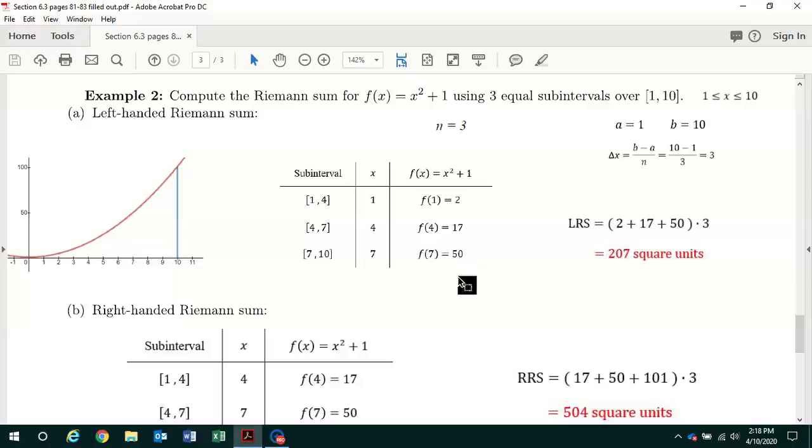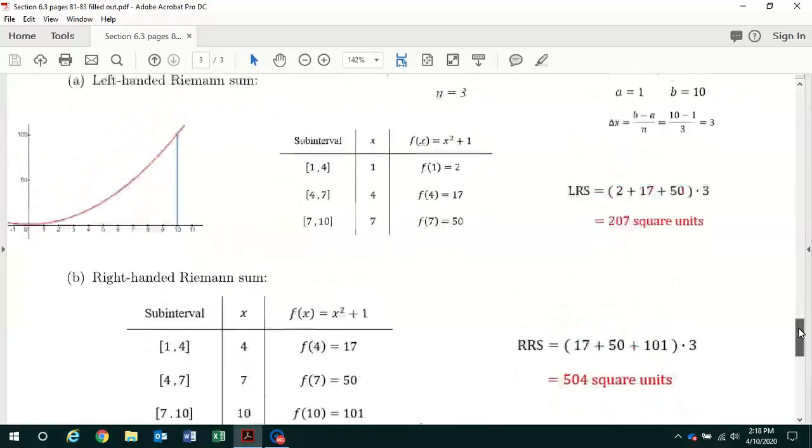Now to get the total area of the 3 rectangles, we just add up those 3 numbers and then multiply that sum by 3, and we get 207 square units. So using the left-handed Riemann sum, the total area of the 3 rectangles is 207 square units, and that's our estimate of the area under the curve and above the x-axis from x equals 1 to x equals 10.